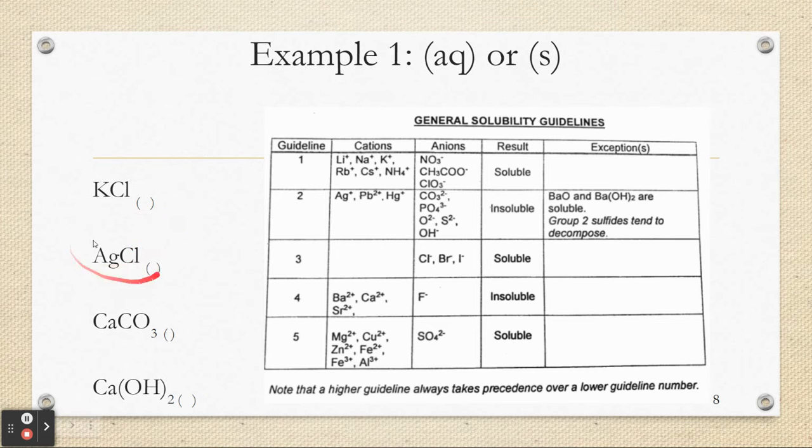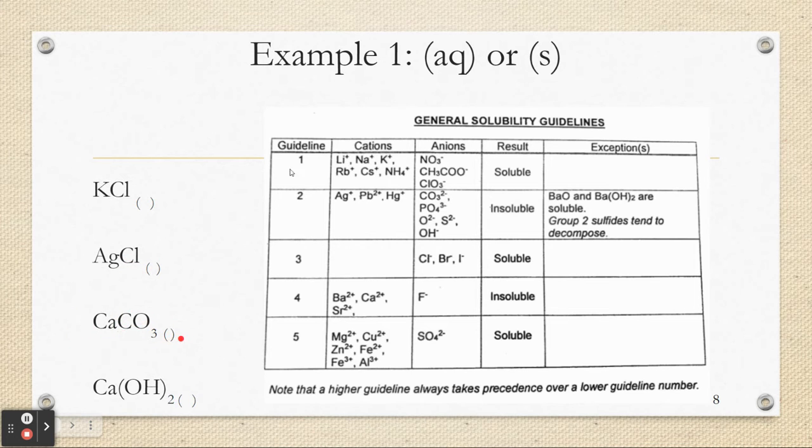Let's take a look at something like AgCl. So AgCl is over here. Notice silver compounds are often insoluble. But let's find Cl to see where it is. Okay, Cl compounds are soluble. So who wins? Silver is insoluble in a compound, and chloride is soluble in compounds. So the one that wins is the one that's higher up, that calls the shots. So the silver is going to make this compound overall insoluble, and so we put solid. This is something that could come out as a precipitate.